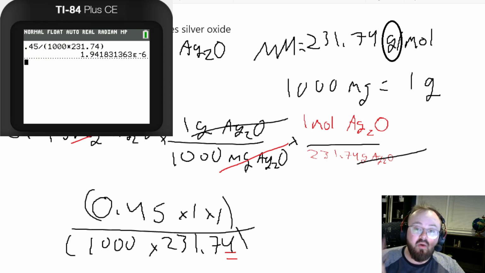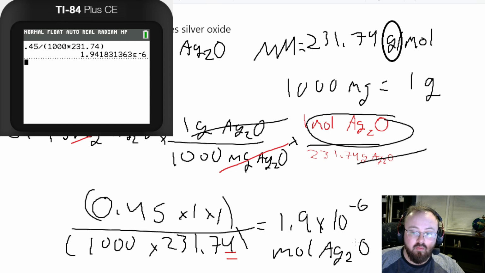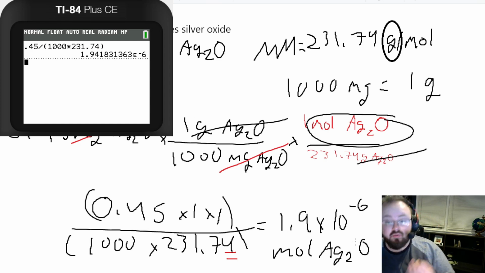We started out with two significant figures, so our answer, again, should be two sig figs. 1.9 times 10 to the negative 6th. What unit am I left with? It's right there. Moles of Ag2O. So that is going from grams, or going from mass into moles.